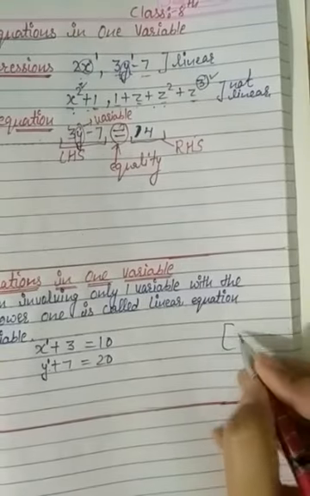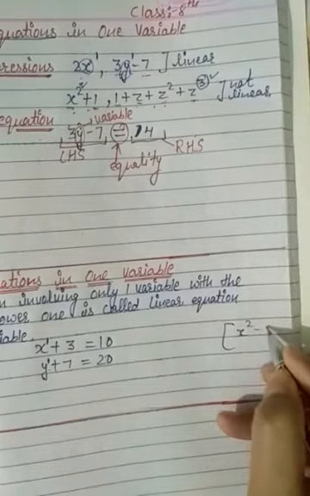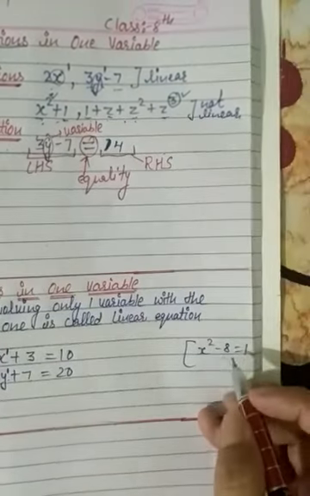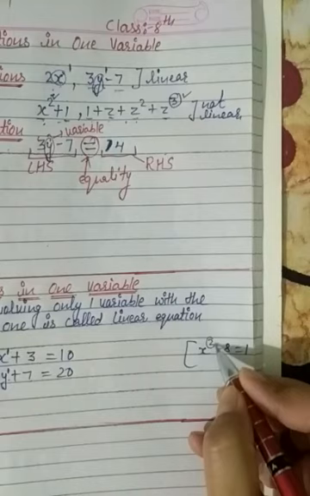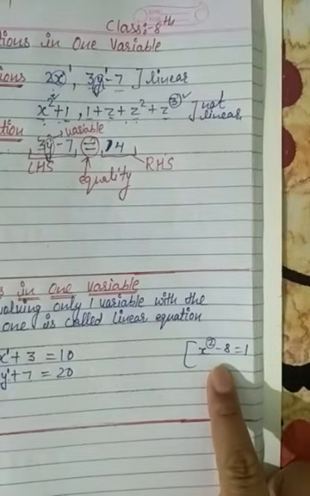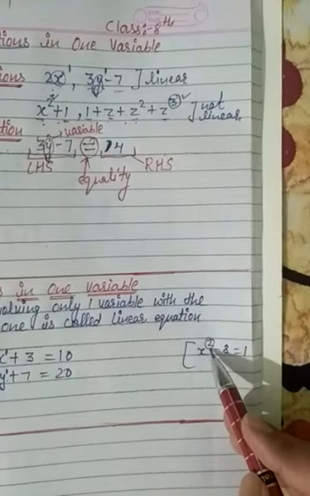I am writing an example: x power 2 minus 8 is equal to 1. In this equation, the highest power is 2. So this equation is not linear because the highest power of the variable is more than 1.